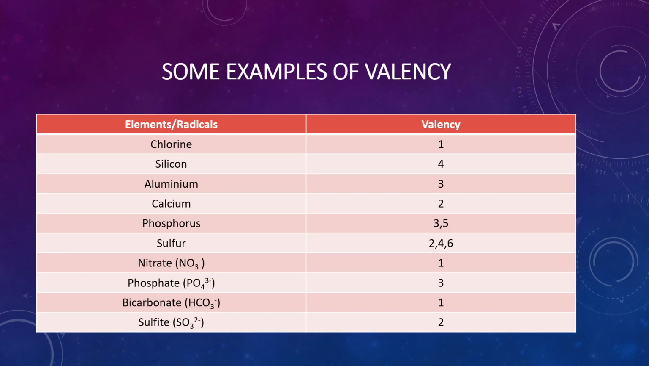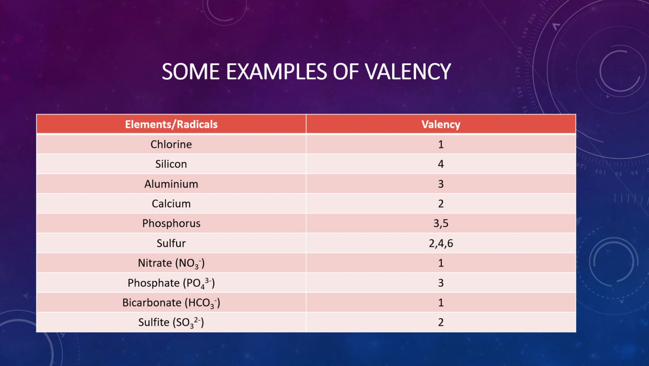So, some examples of valency. Now we can see some examples. Chlorine has valency 1, silicon has 4, aluminium has 3, calcium has 2, phosphorus has variable valencies such as 3 and 5. Sulfur has valencies of 2, 4 and 6, and these are the examples of elements having variable or fixed valency. And after sulfur, we can see some examples of radicals.